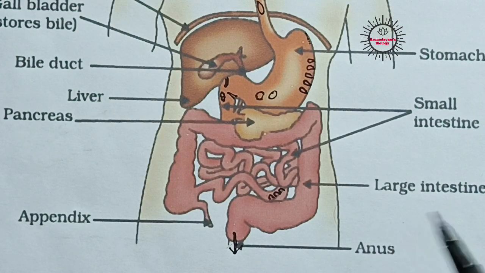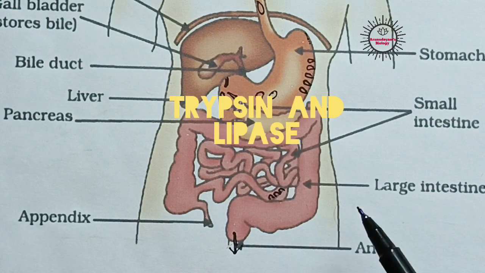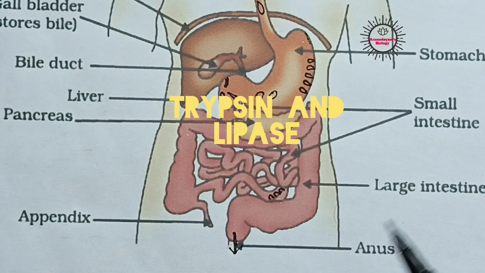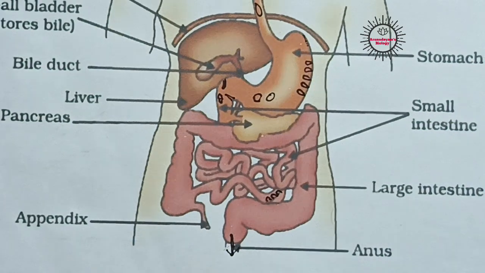Next, the pancreas also releases pancreatic juice. This pancreatic juice contains trypsin and lipase enzymes. Trypsin helps in the digestion of proteins into peptones. Trypsin acts on proteins present in the food material and digests them into peptones. Lipase acts on fats and converts them into fatty acids. So trypsin and lipase convert proteins and fats respectively.